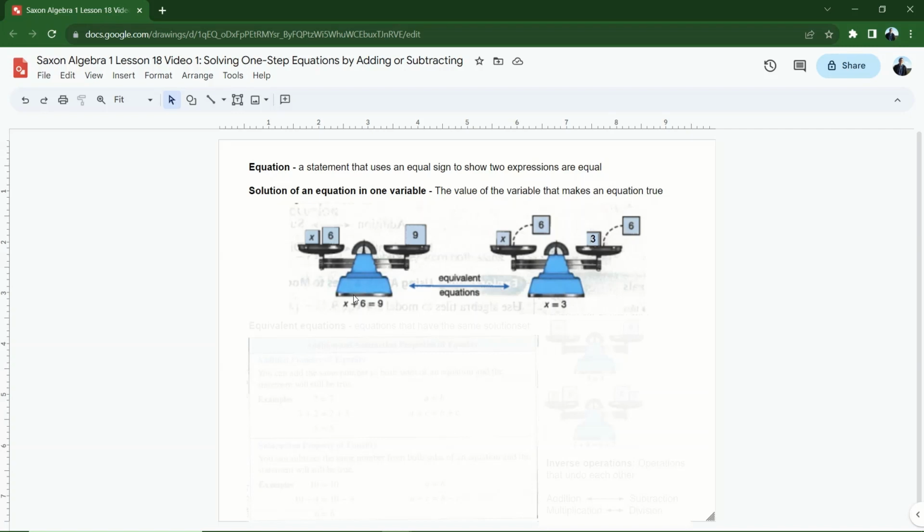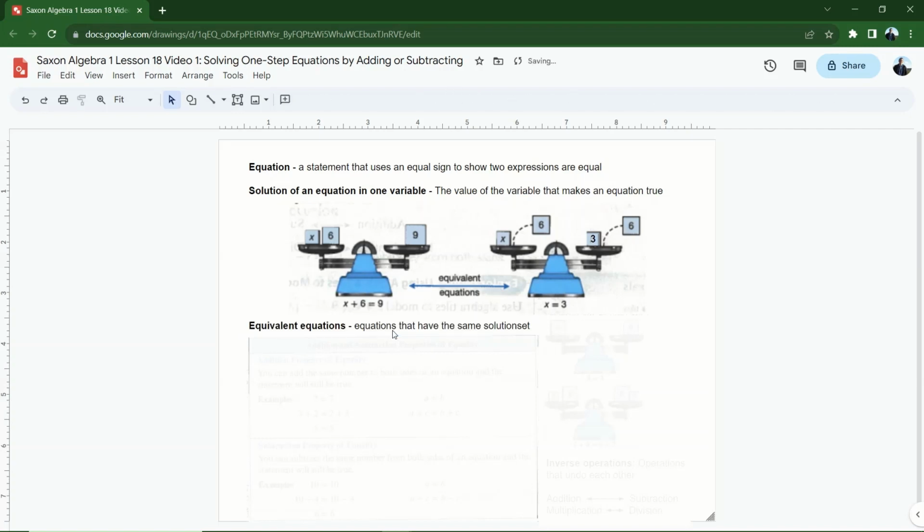Whatever you do to one side of an equation, you have to do to the other. That is the most important thing I'm going to say in this lesson. So if you're taking notes, write that down. Whatever you do to one side of an equation, you have to do the same thing to the other side.